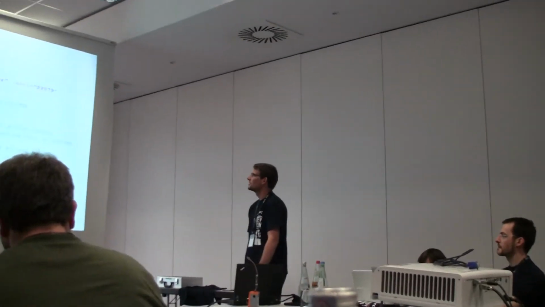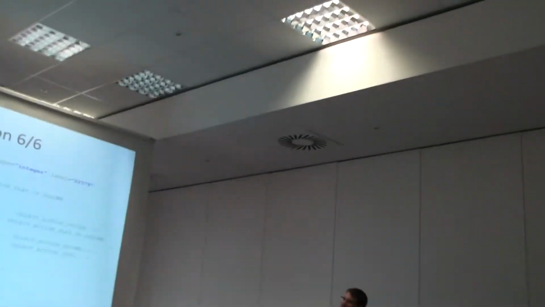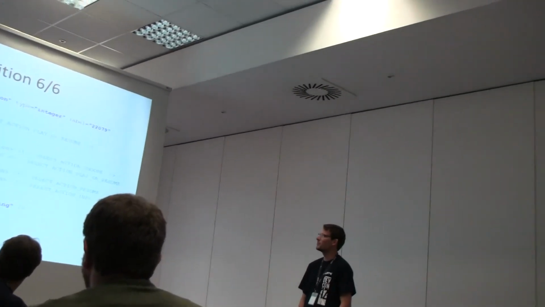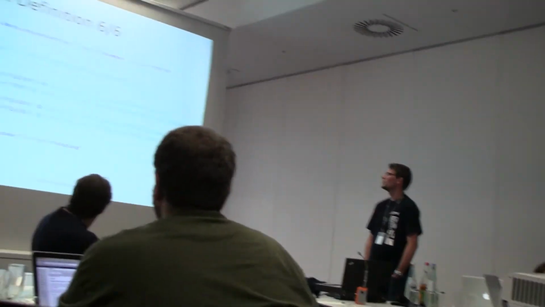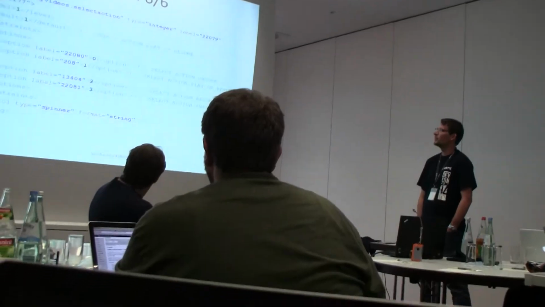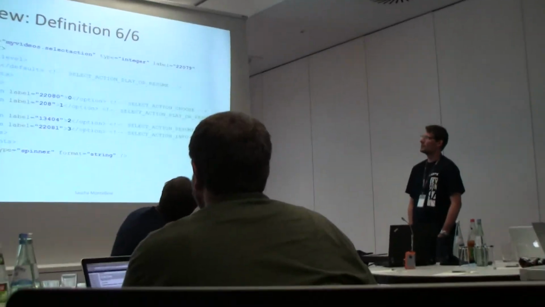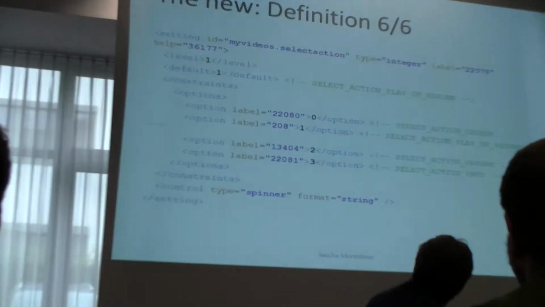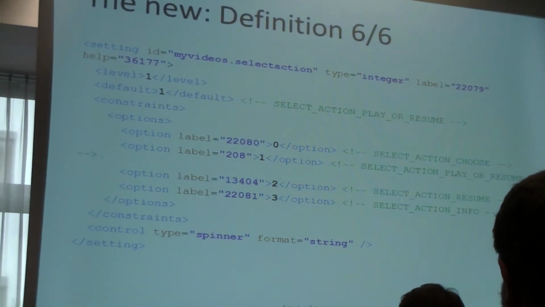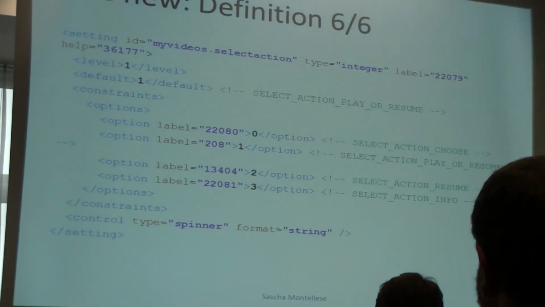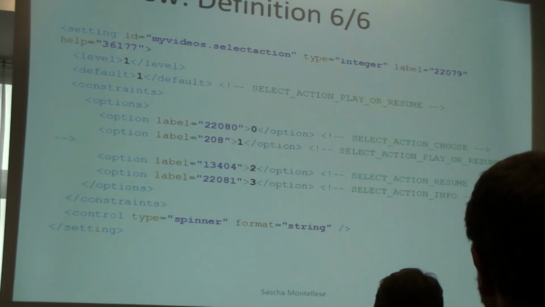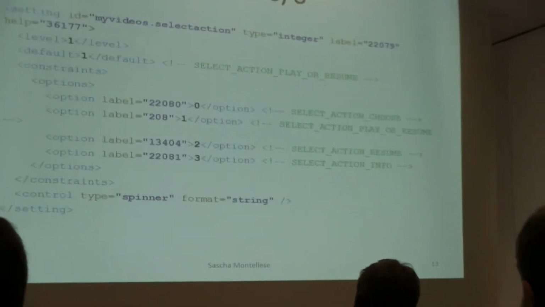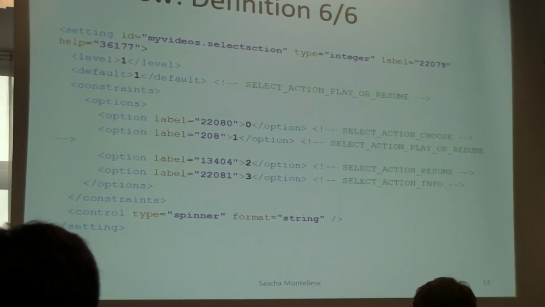Here's an example. It's the select action for video. You say it's level 1, so it's standard. The default value is 1, which is play or resume. And then in constraints you specify which values are valid, which you will get in the spinner. You specify you want a spinner, it will show a string. And the values are 0, 1, 2, 3, and every value has a label which is displayed in the user interface. So this is basically what a setting kind of looks like right now.